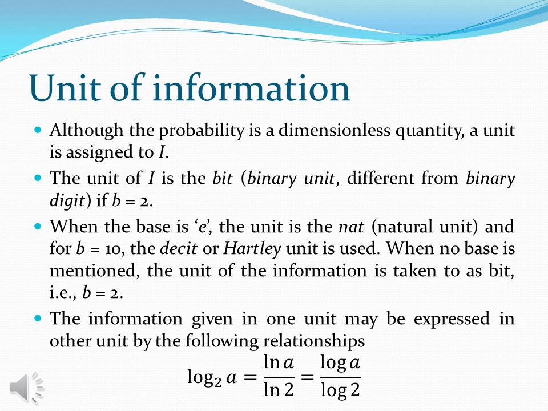For b equal to 10, the decit or Hartley unit is used. When no base is mentioned, the unit of information is taken to be bit, that is, by default b will be taken as 2. The information given in one unit may be expressed in other unit by the following relationship: log a base 2 equal to log a natural base by log 2 natural base equal to log a base 10 by log 2 base 10. So we can see that interchangeability between the different relationships is possible for information.